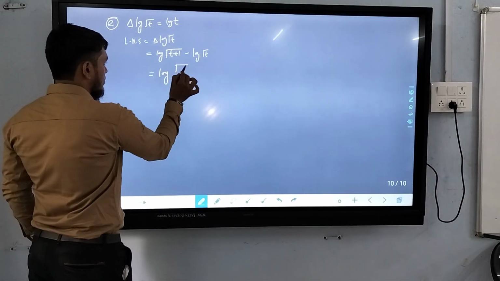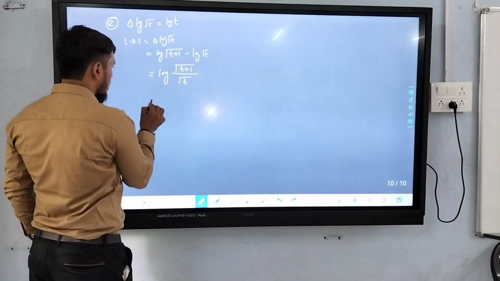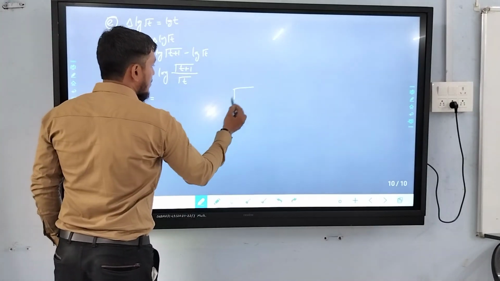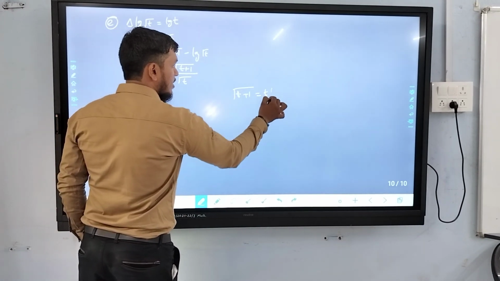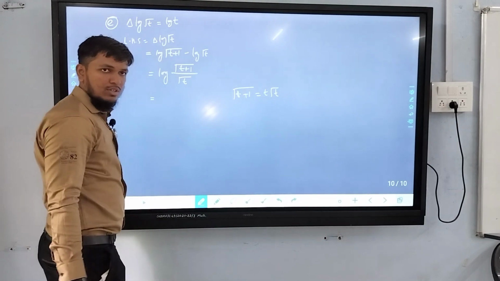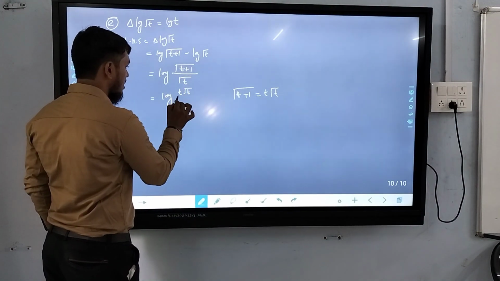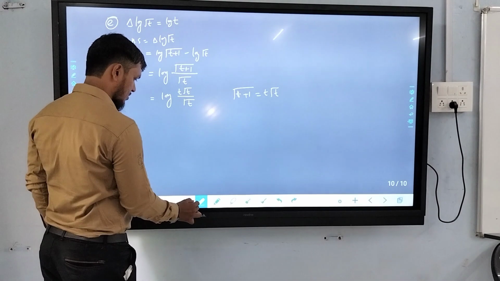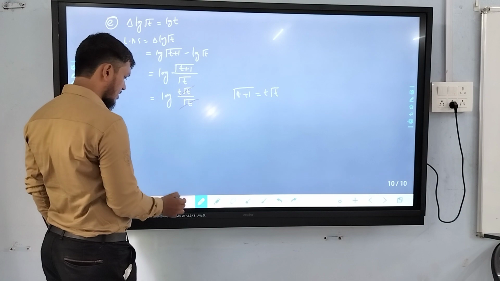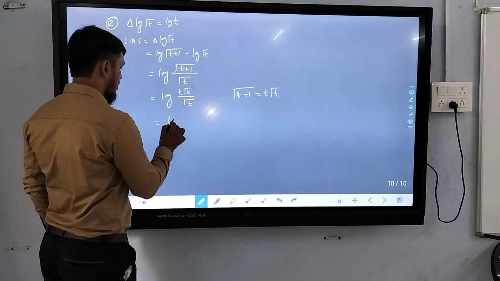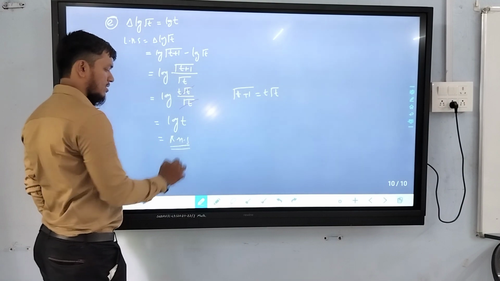So it becomes gamma(t + 1) upon gamma(t). Now use a property of the gamma function: gamma(t + 1) is equal to t gamma(t). So this can be written as t gamma(t) upon gamma(t). Again this gamma(t) will cancel from this gamma(t), and the remaining term is only log t, and this is our right hand side.